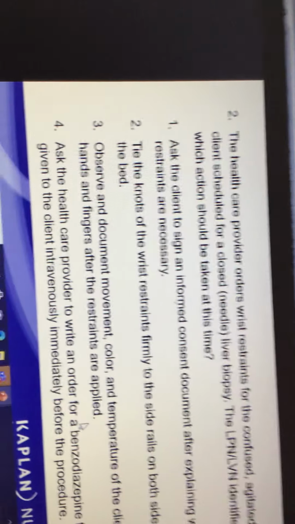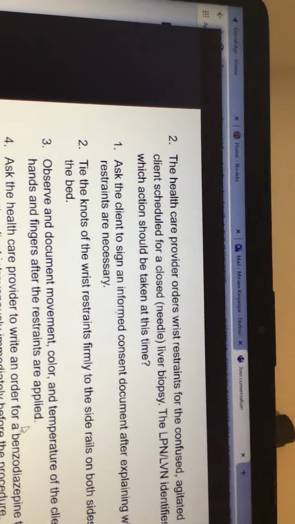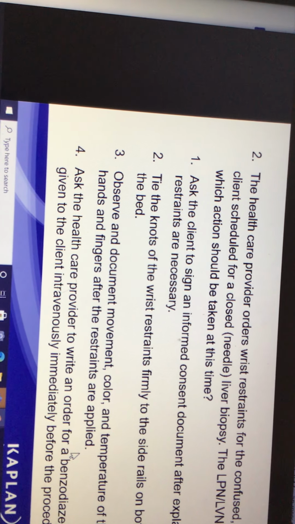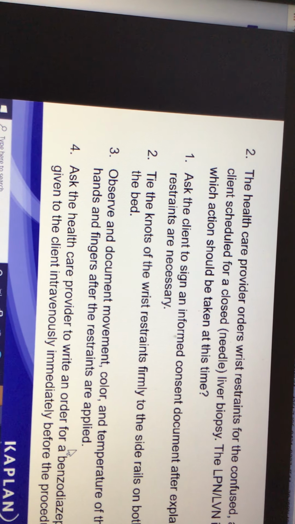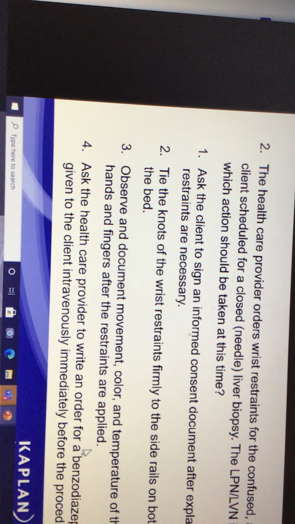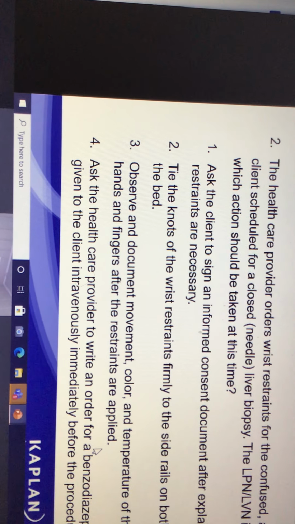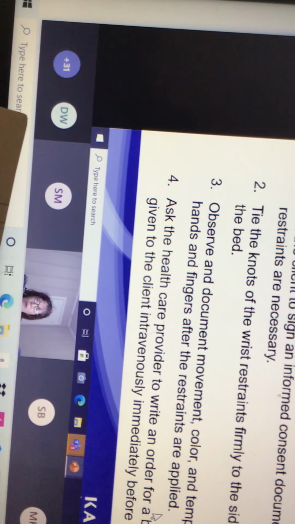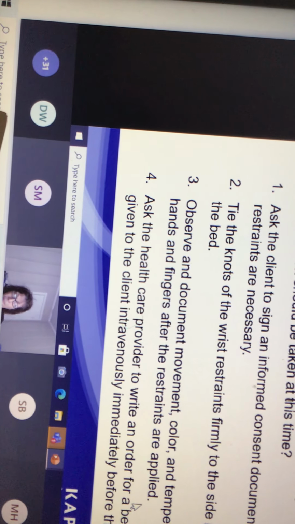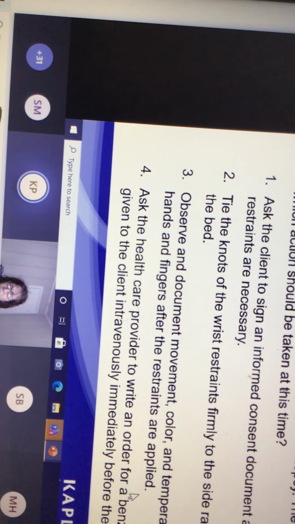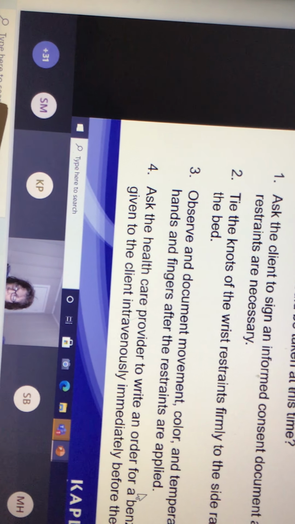Okay, the healthcare provider orders wrist restraints for the confused, agitated client scheduled for a closed needle liver biopsy. The LPN identifies which action should be taken at this time. When it asks like that, say to yourself, which action should you take next? So with that, is this a priority question or evaluation? When you say the word next, priority. Yeah, next is a priority. So we're going to go ahead and do our tree.